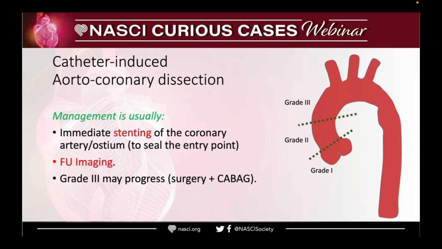The only thing is grade 3, when it is extending all the way up, may progress. That's why they keep on follow-up imaging. Surgery and CABG can be another option for those patients. But as we learned, type A dissection is usually referred to surgery, while in patients with retrograde aortocoronary dissection after cath, the management is slightly different because it tends to be grade 1 and grade 2 at least, with a favorable outcome.